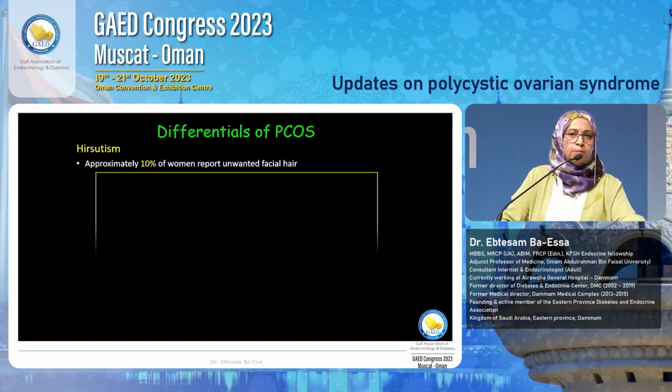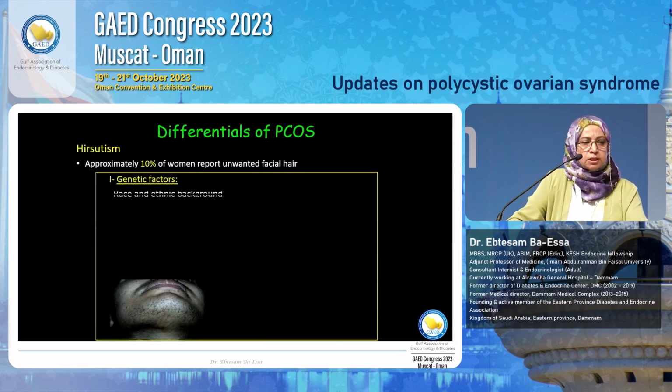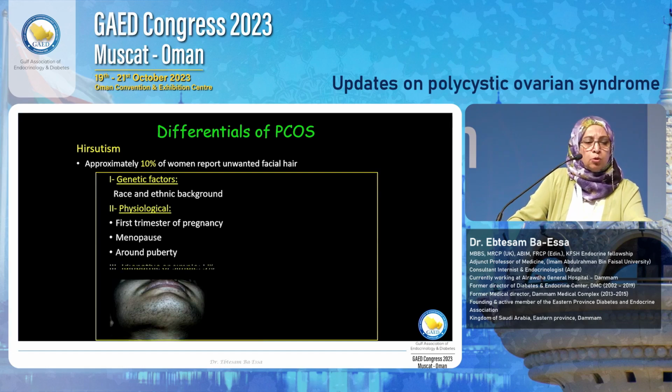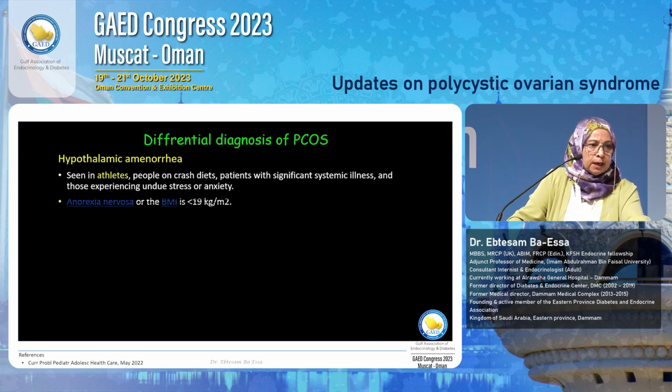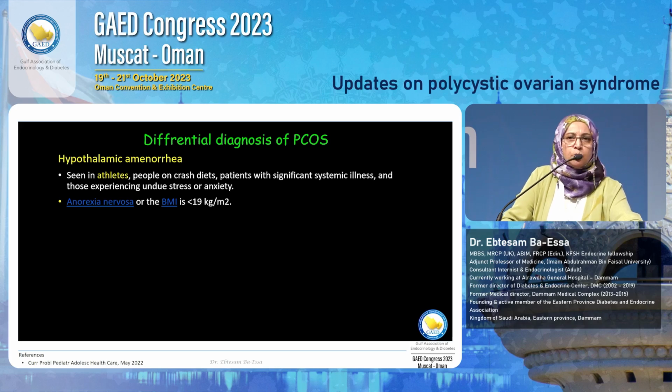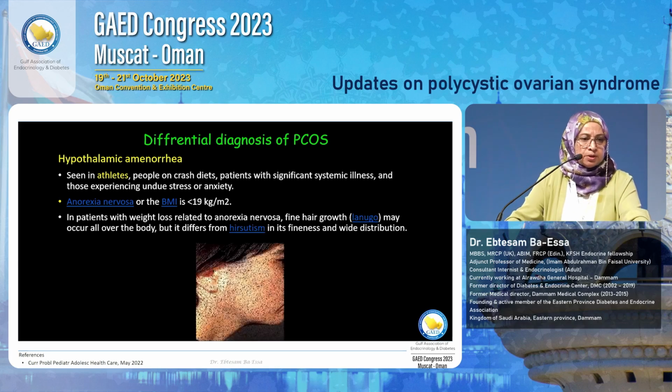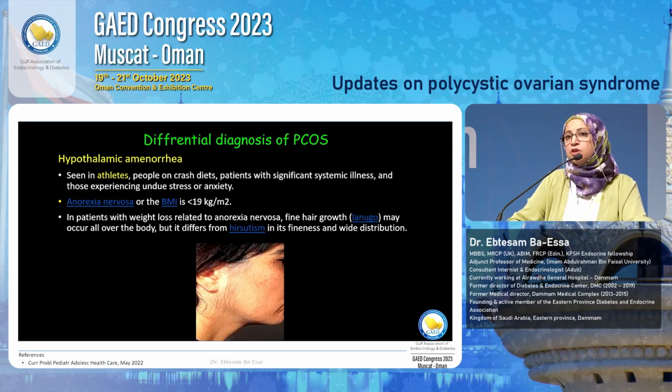Hirsutism, again, is a common problem, and we have a big list of causes. It's not only polycystic ovary disease. One has to take a good history and differentiate the genetic factors, the physiological factors, and the idiopathic from the list of drugs that may result in hirsutism. You should be familiar with them. Hypothalamic amenorrhea especially occurs in athletes or people with anorexia nervosa with BMI less than 19. Usually they present with amenorrhea, and they may present with facial hair, but this is not hirsutism. You have to differentiate hirsutism from lanugo hair, which is fine hair, different than hirsutism, which is thick terminal hair.